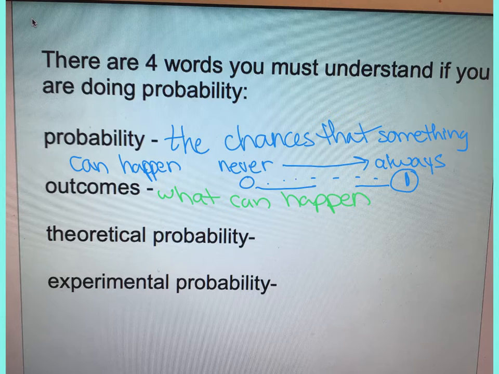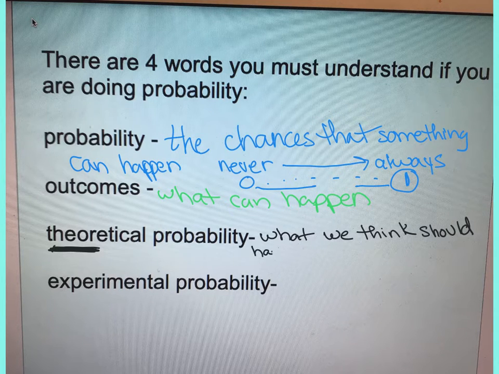The next is theoretical probability. And in the word theoretical probability, you can kind of see what it would mean just by looking at what I'm underlining here. In theory, it's what we think should happen. This is the mathematical part of probability. So this is all like our predictions. This is when you say, I think we should get a heads on a coin half the time. We should get it half the time.